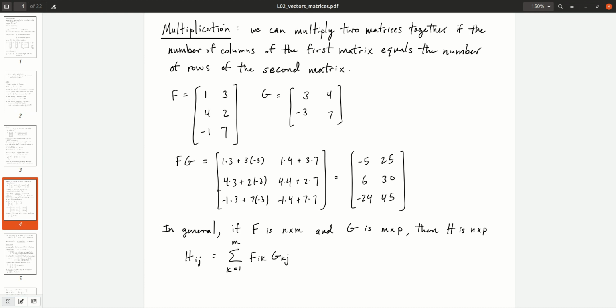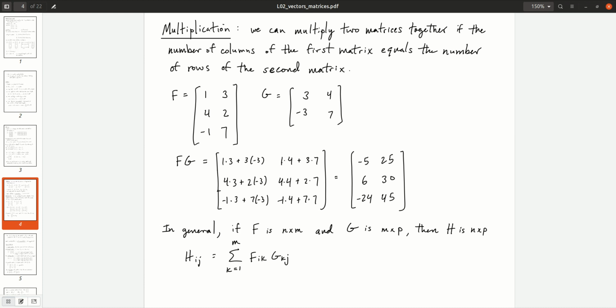So let's look at these two matrices, F and G. F has 3 rows, 2 columns. G has 2 rows, 2 columns. So we can do F times G because the number of columns of F equals the number of rows of G. So we can calculate FG.